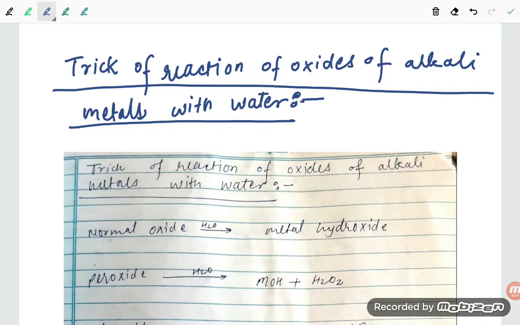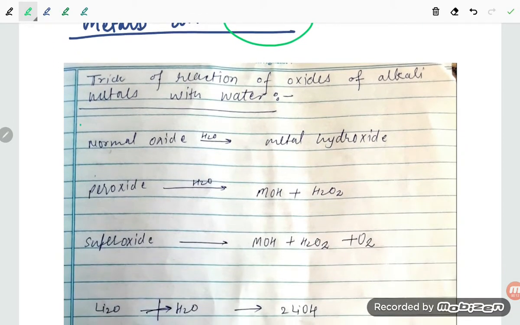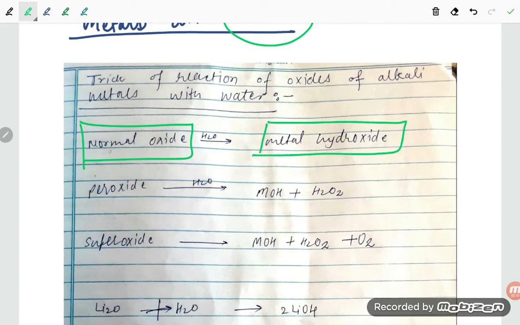Hello, good morning, students. Let us see one more trick for the reaction of alkali metal oxides with water. That is the trick we have to keep in mind. If normal oxides are there, like lithium oxide or sodium oxide, they will give only metal hydroxide.